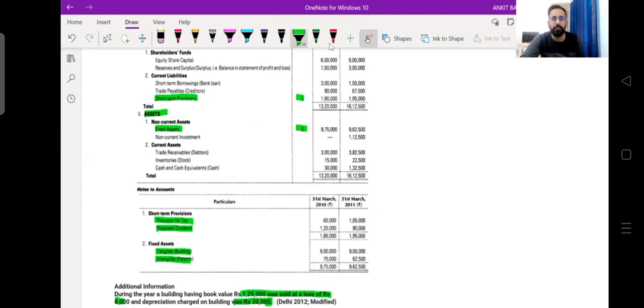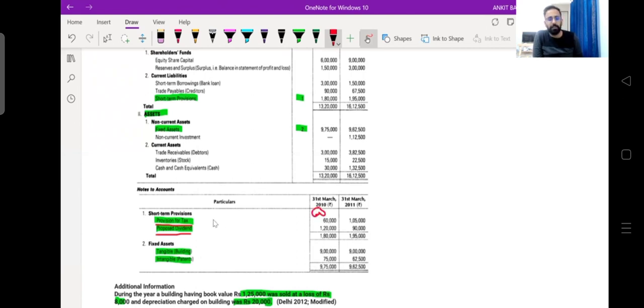Now, before proceeding to the cash flow statement, I would like to discuss something about this because notes are very important here, right? Now, if you see here, notes to account are given. And in the notes to account, short-term provisions are given: provision for taxation and proposed dividend. Now, if I talk about provision for taxation, in the year 2010, the company has created a provision for taxation. It means this company has to pay, right?